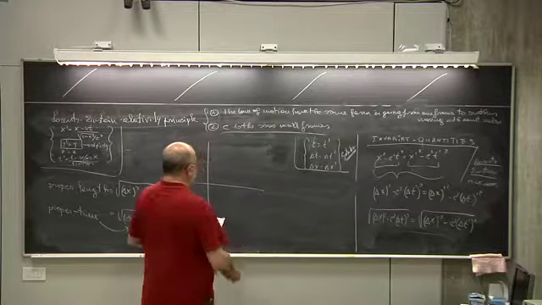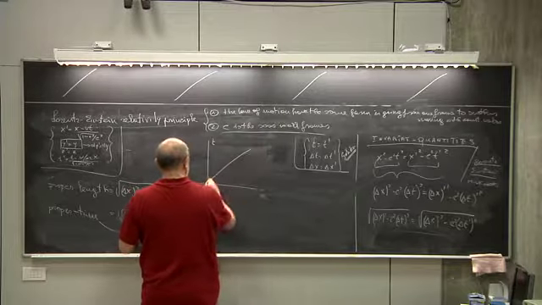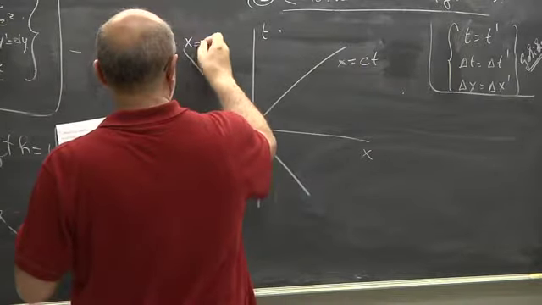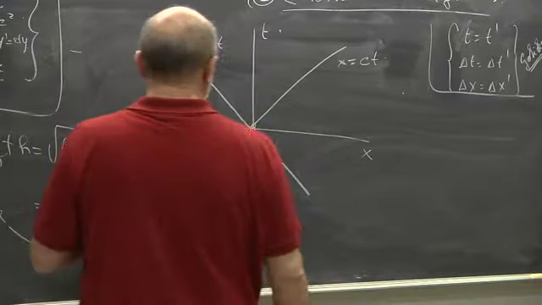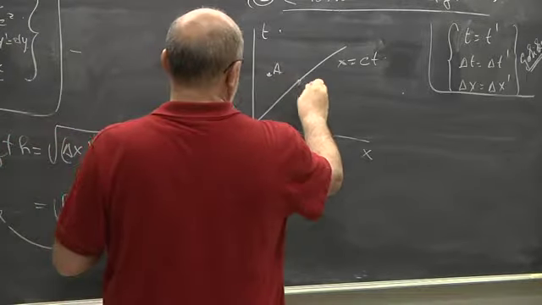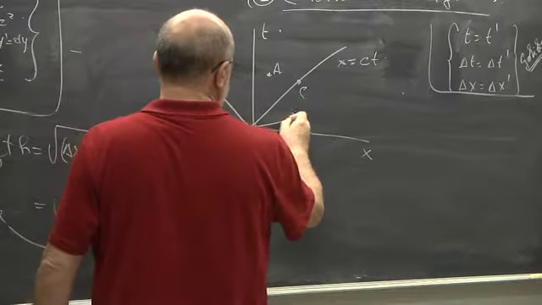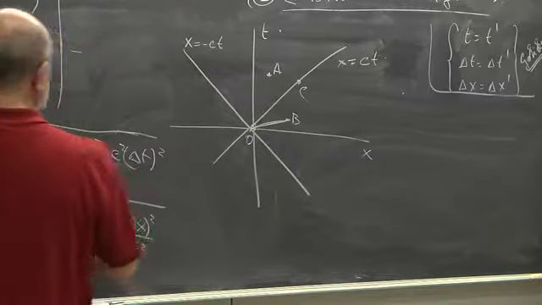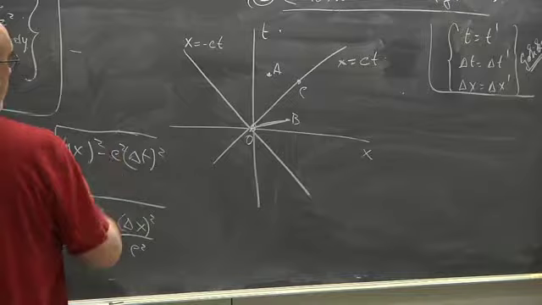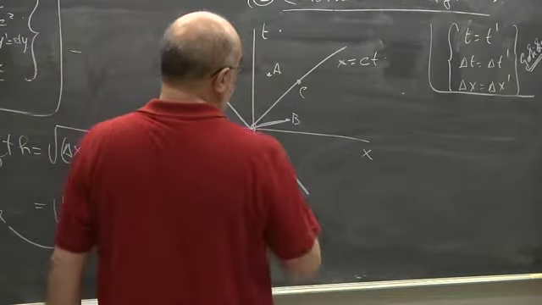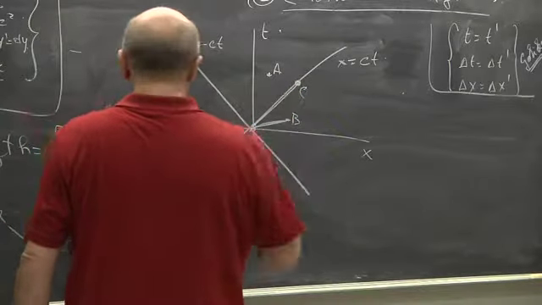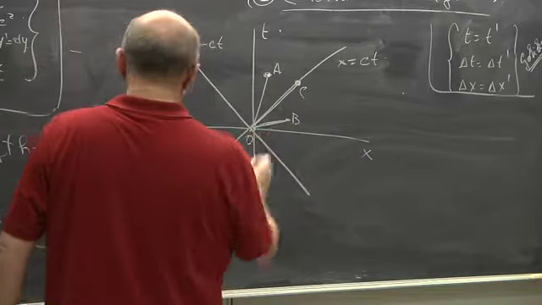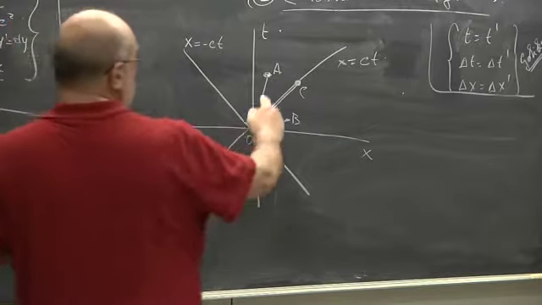Okay, let's do this drawing. This is the line x equals ct, this is the line minus x equals ct. Now, let's take three different points, A, C, and B, together with the origin O. This distance is called space-like distance, because delta x is bigger than c delta t. So OB is called a space-like distance. For this one, delta x is equal to c delta t, so the interval is zero, and this is called light distance. For this one, delta x is less than c delta t, and this is called time-like distance.